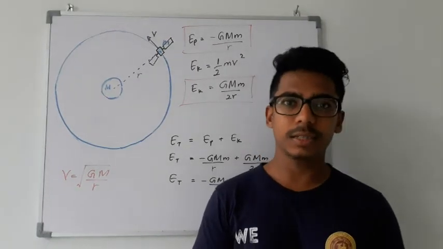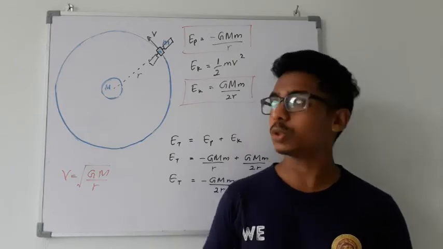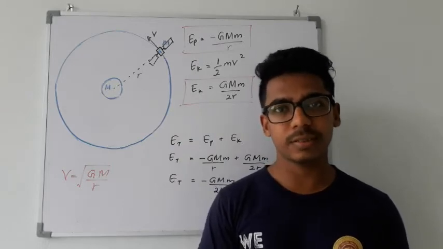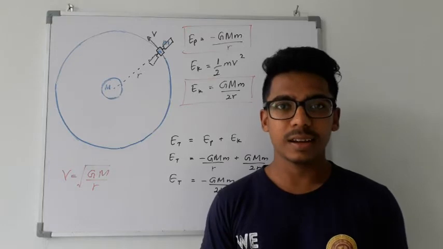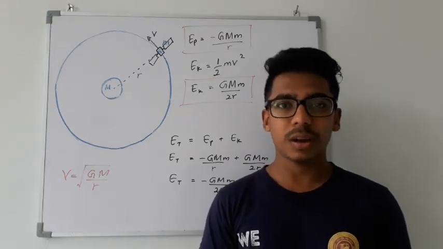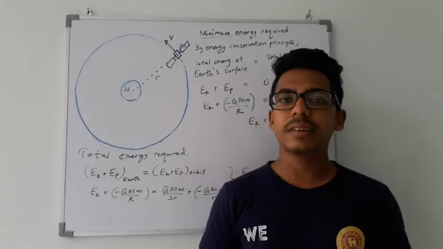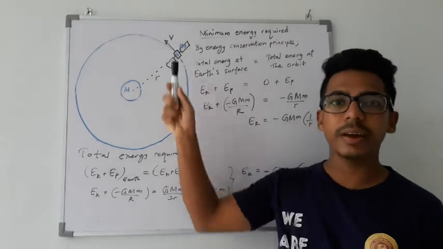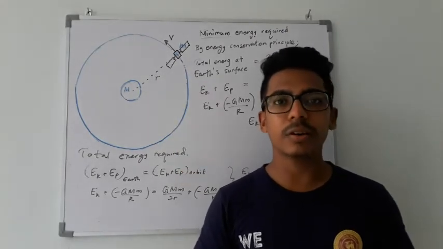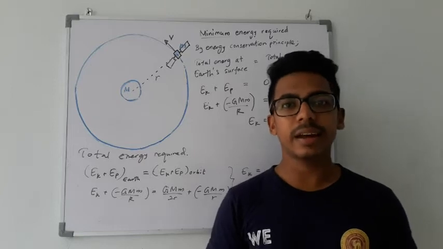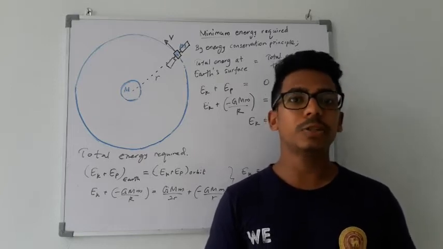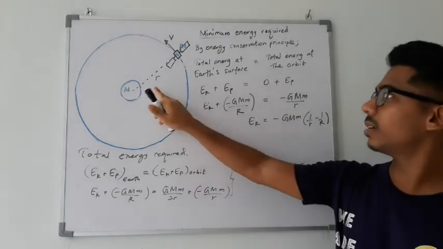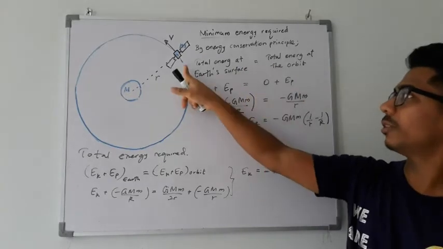Next, let's consider that you want to launch a satellite into an orbit from Earth's surface. For that you need to project the satellite with some speed. That means you have to give it some kinetic energy. Let's see how we can calculate that. First, let's consider that you want to project the satellite at a speed such that when the satellite reaches an orbit, its speed becomes 0. For this process you have to give a certain amount of kinetic energy, and that is what we mean by the minimum energy required. To calculate that we can use the energy conservation principle. The total energy at the Earth's surface is equal to the total energy at the orbit.